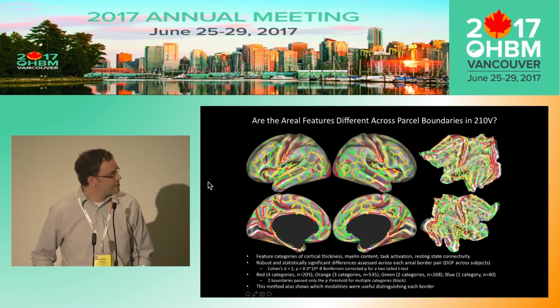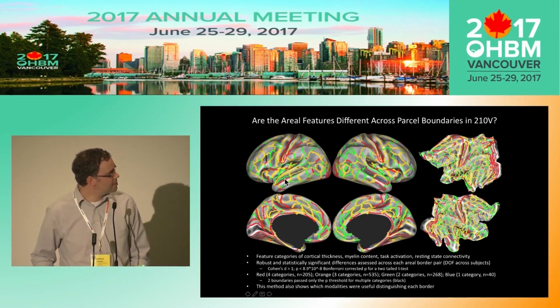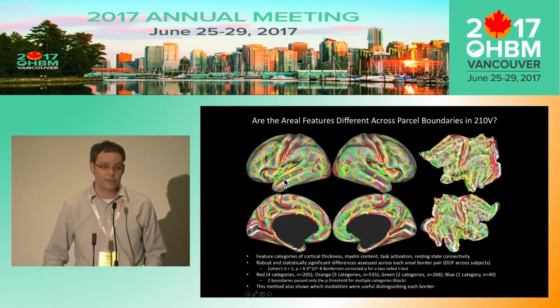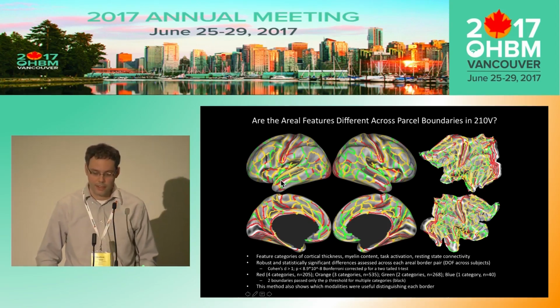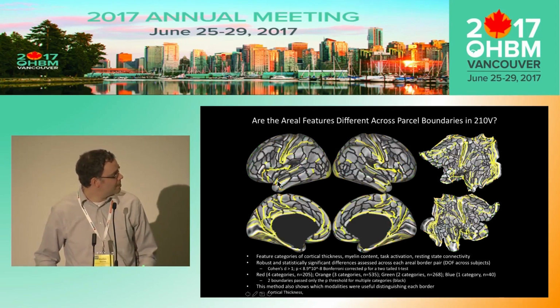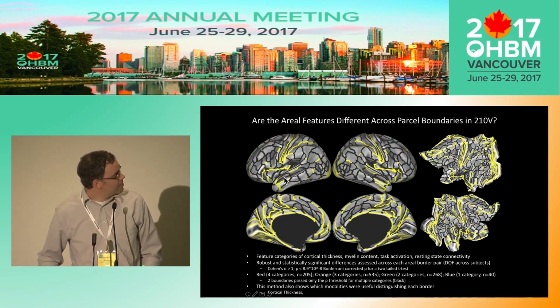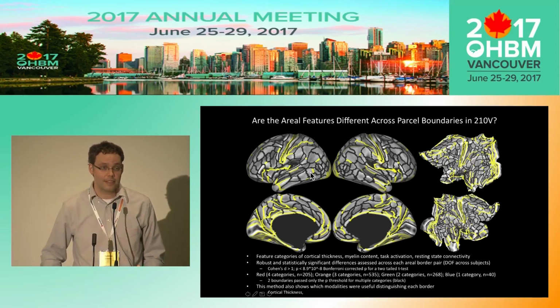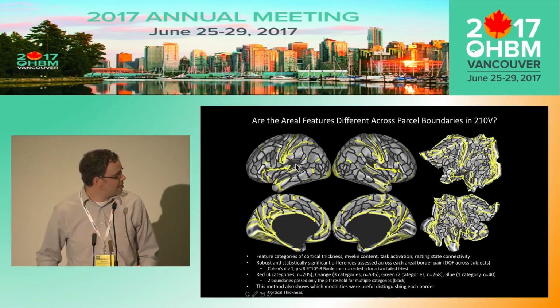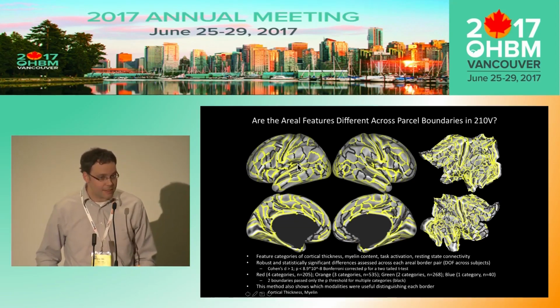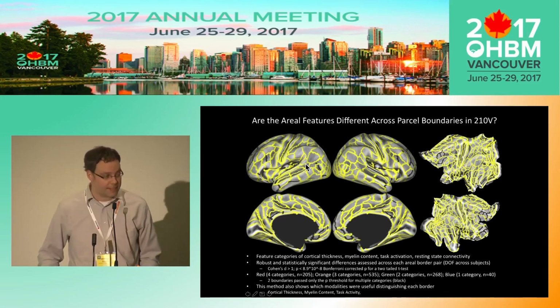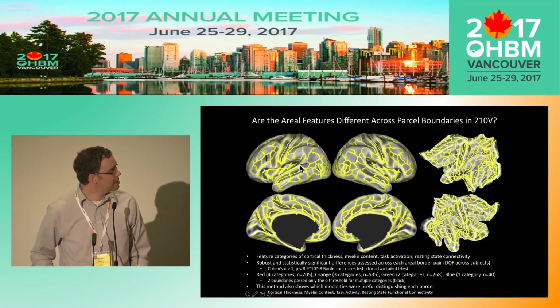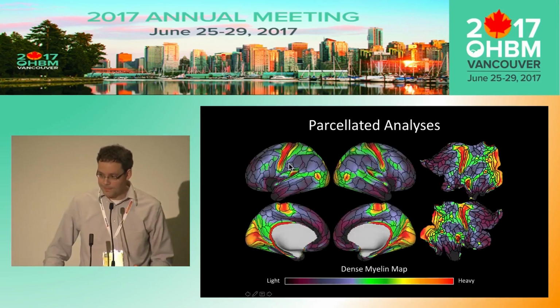We can also use this way of visualizing the boundaries of the cortical areas and coloring them in a certain way to see which modalities were useful for which areal pair boundary. So cortical thickness here we can see is somewhat useful, but it turns out it's the least useful. It gives us the fewest yellow edges here. Myelin gives us more edges. Task activation gives us even more, and resting state is the most useful.